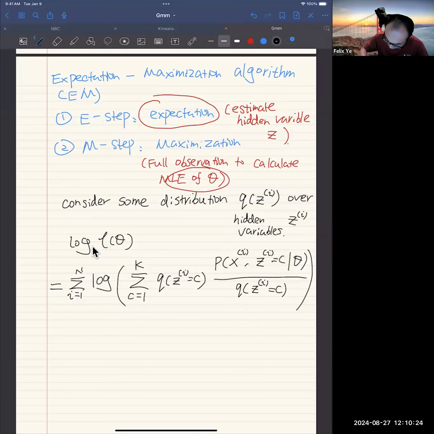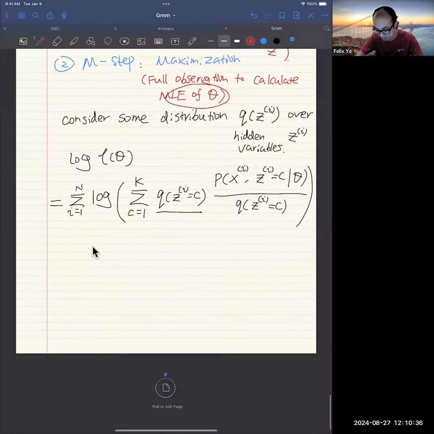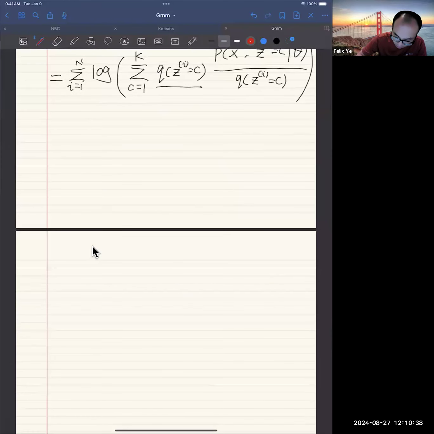So this is basically multiplying a quantity and dividing by the same quantity, so nothing is being changed here. So we are going to use Jensen's inequality.